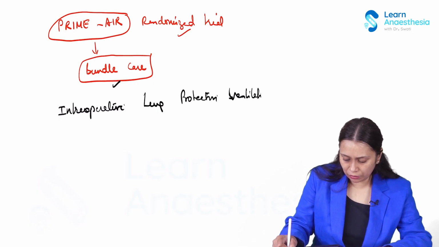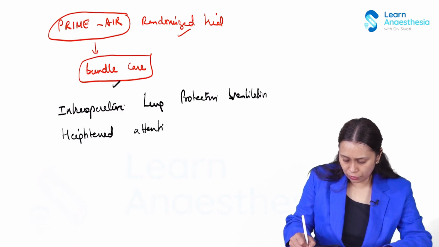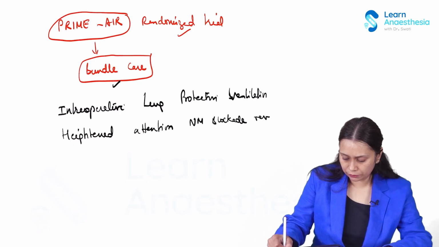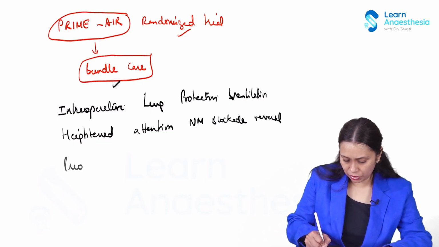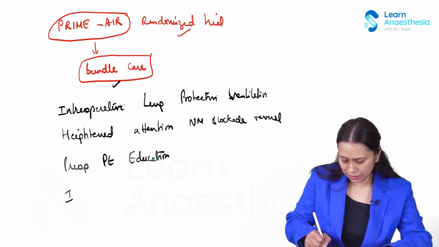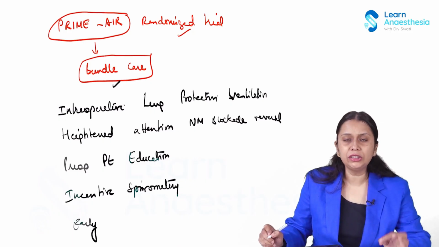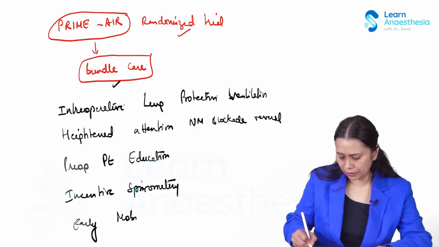So in the bundle care, the first was intraoperative lung protective ventilation. The second thing of the bundle was heightened attention to neuromuscular blockade reversal. Then pre-op patient education for lung expansion maneuver. Then incentive spirometry, and early mobilization. So these 5 strategies were applied in the bundle care in the test group.